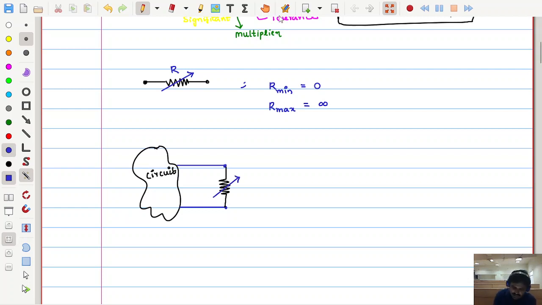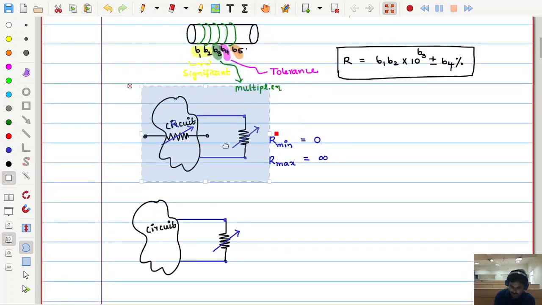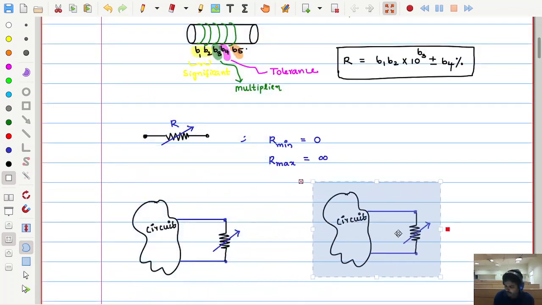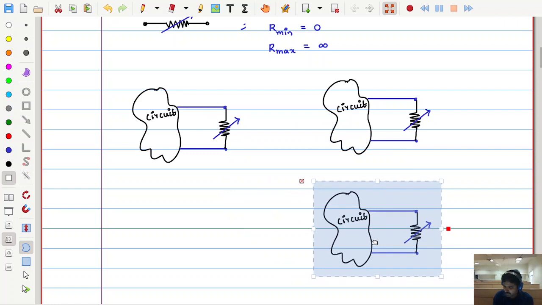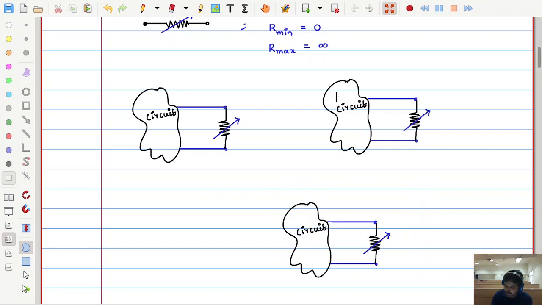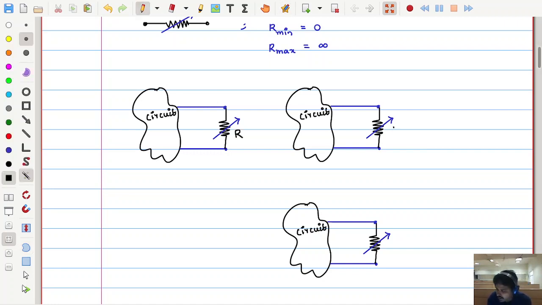When we vary this resistance, let me make a copy of this, and one more copy also here. Right. So now let us assume case 1, this R: R is the minimum value, which is equal to 0.